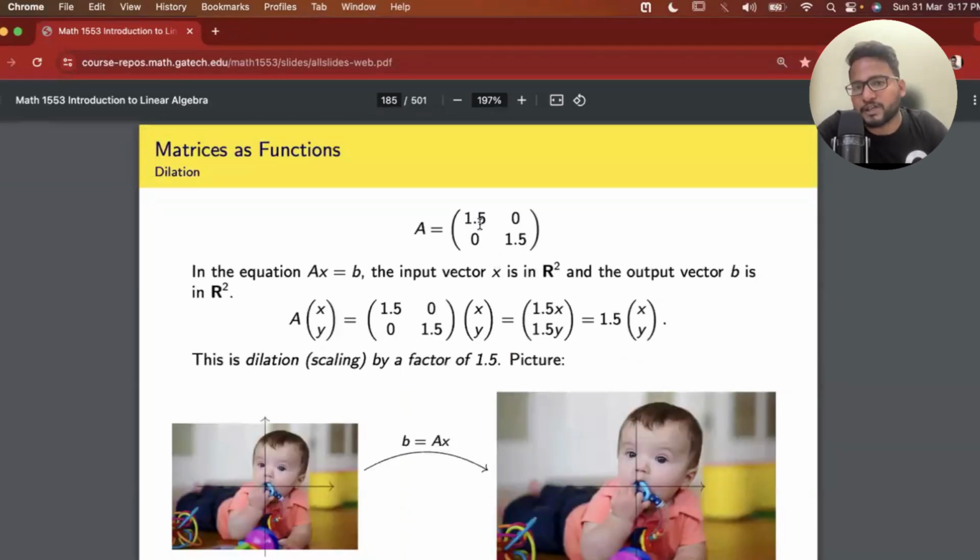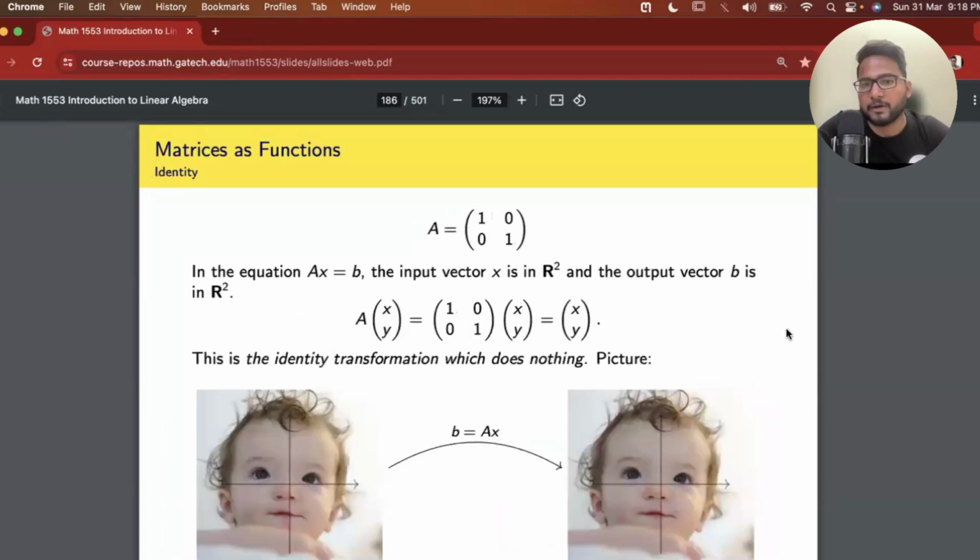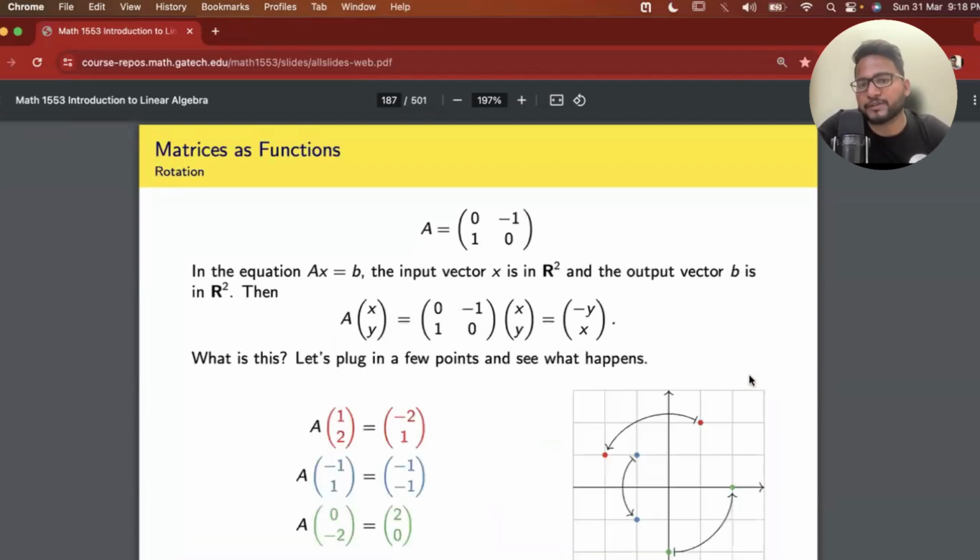Now, there is another special matrix. If you multiply any vector with this matrix, it is multiplying the final vector with 1.5, right? So this matrix is doing scaling, which is also called dilation. This matrix is just doing scaling because it is multiplying every coordinate with 1.5. Similarly, let's suppose there is another matrix which is the identity. It is not doing anything, right? These are some special matrices.